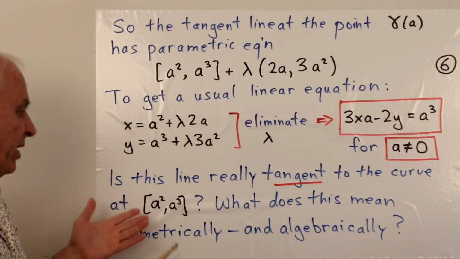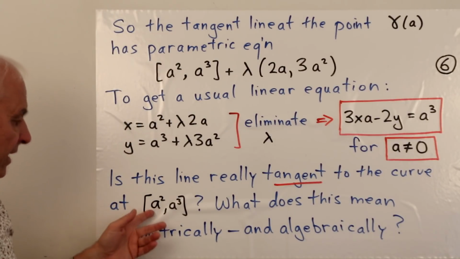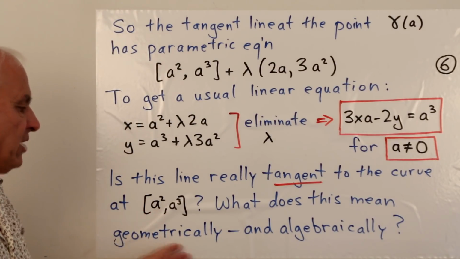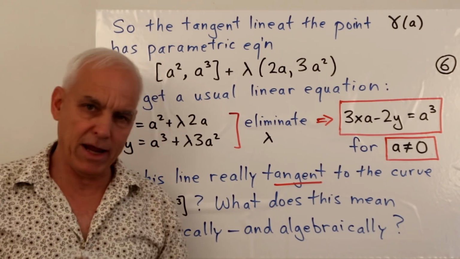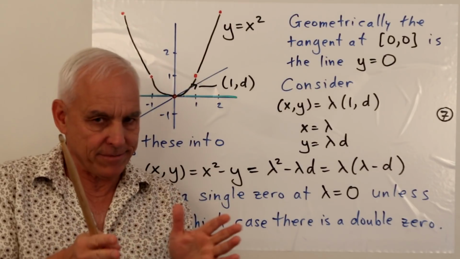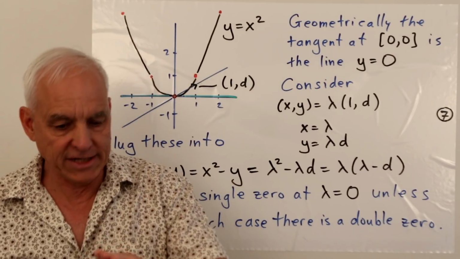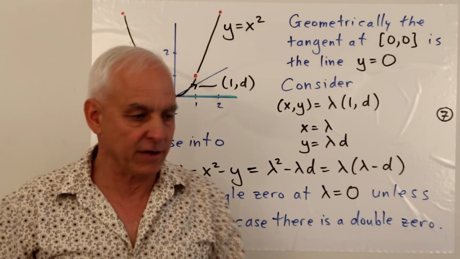Okay, so we've done this algebraically. Is this line, however, really tangent to the curve at the point (a squared, a cubed)? What does this mean geometrically? What does it mean algebraically? All right, so this is not a complete course in these things. I just want to give you enough information so that you should be able to follow the reasoning. More detail, etc., in the algebraic calculus course.